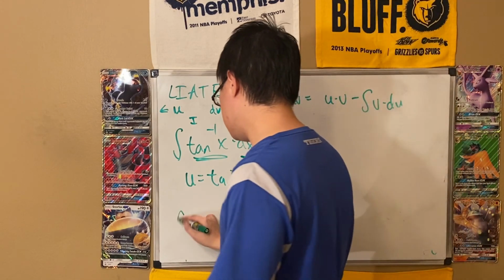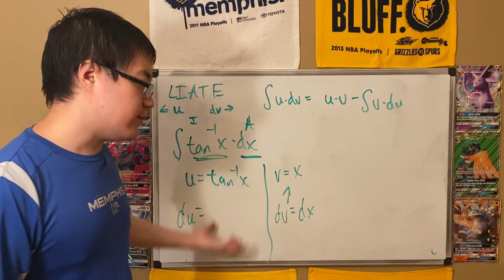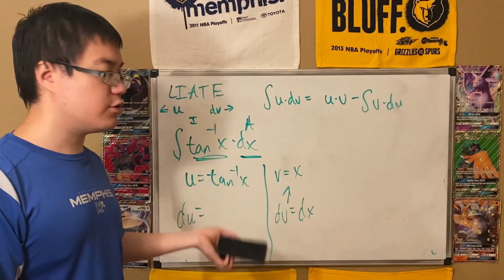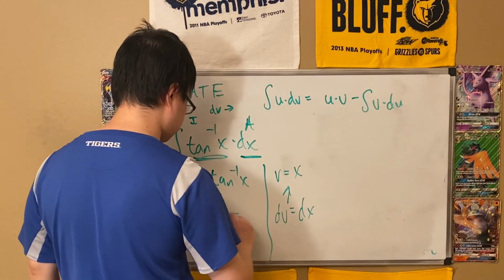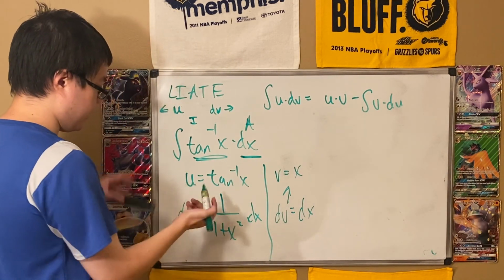How crazy. You've got to know your derivatives, friends. Sometimes the derivative of inverse tan just appears in the question. So just memorize your derivatives, memorize your antiderivatives. This one is 1 over 1 plus x squared times dx. Once you form the formula, and how did we do this?